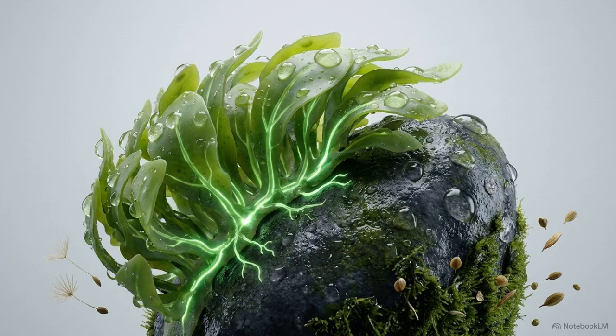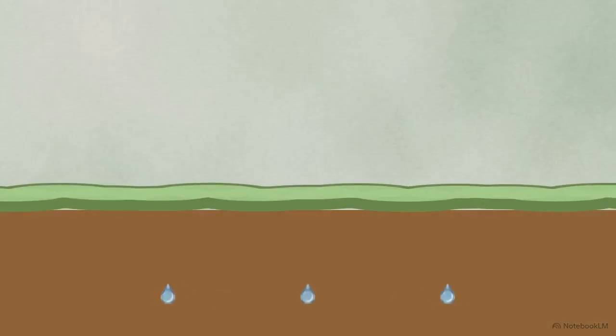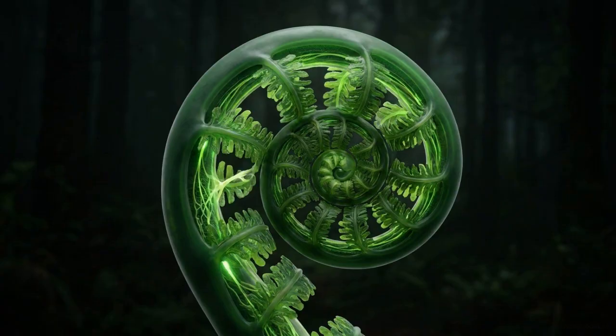In this group, the primary dominant stage of life is the gametophyte, which you see here clinging to the damp boundary between water and land. Moving further inland introduced a new enemy: gravity. Without a way to pull water upward from the soil, a plant couldn't grow tall. This triggered the development of the pteridophytes.